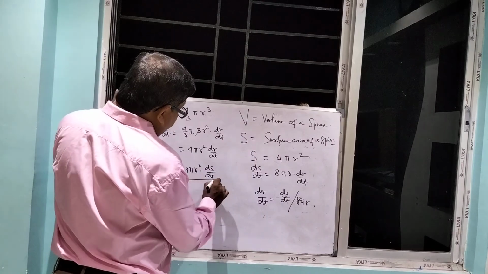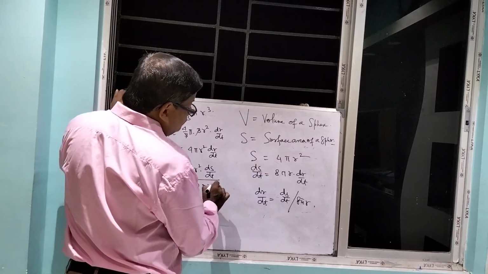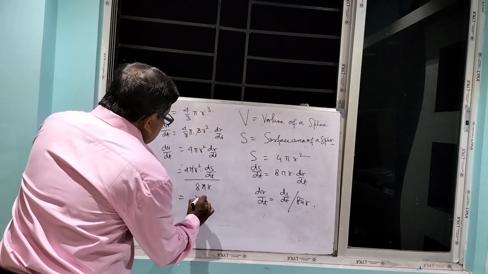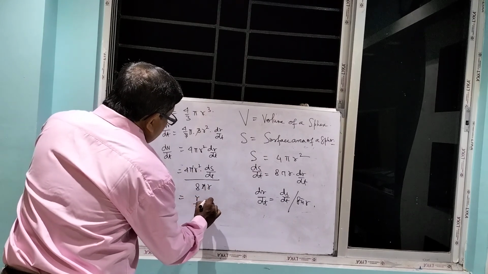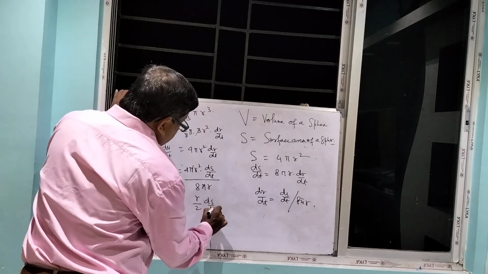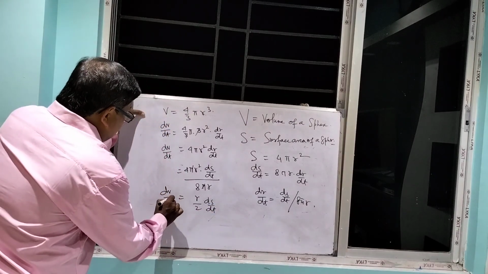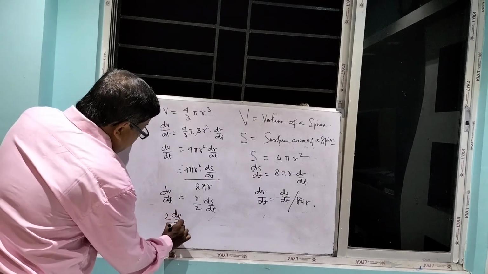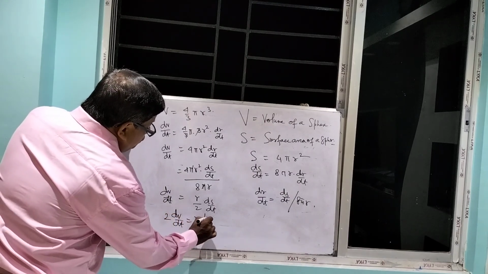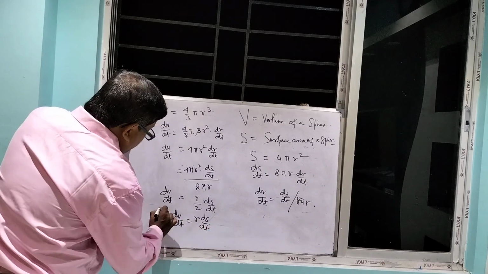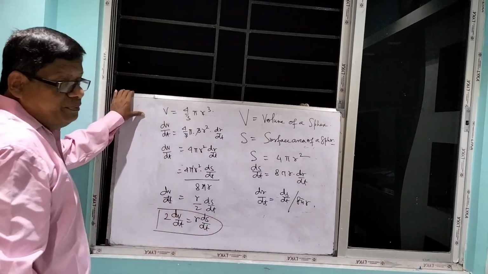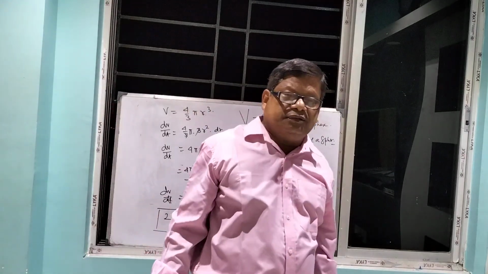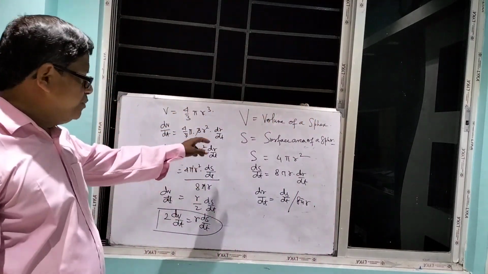Now pi cancels out. So r by 2 dS/dt. So dV/dt you can write, 2 into dV/dt equals r into dS/dt. All remember: 2 into dV/dt equal to r into dS/dt. Okay? So remember this formula.